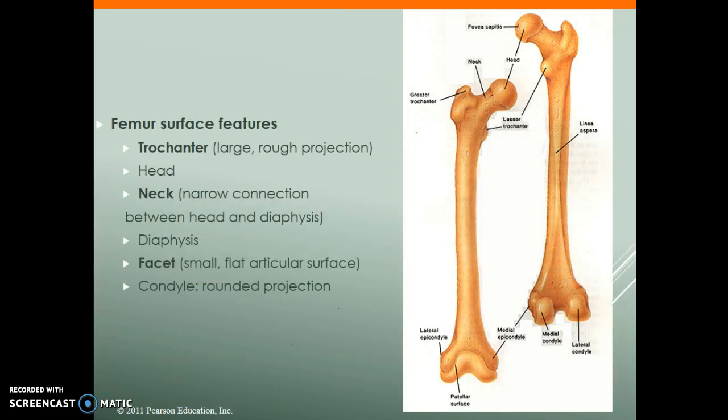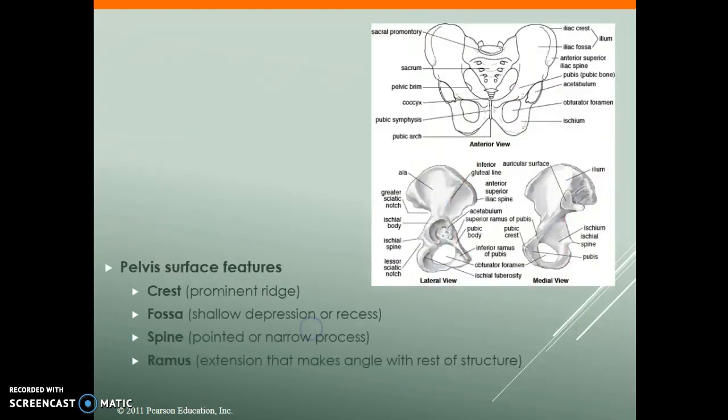The femur is the upper leg. Here you must learn trochanter, neck. The diaphysis is the shaft. A facet is a small flat surface, and a condyle is a rounded projection.